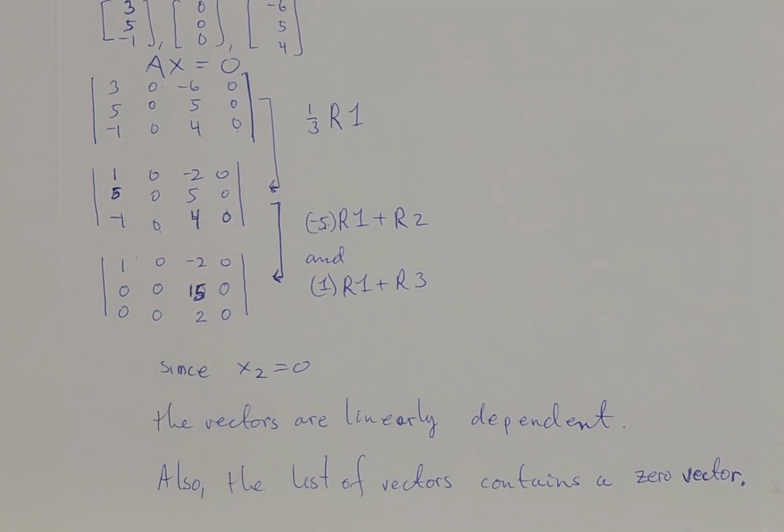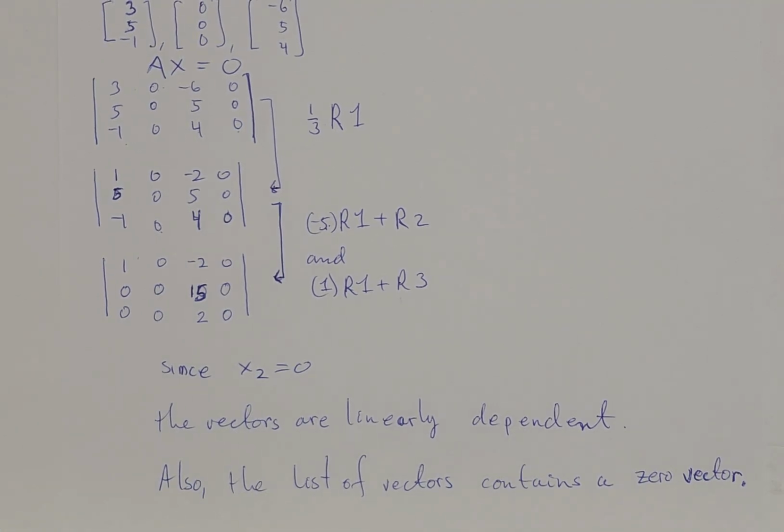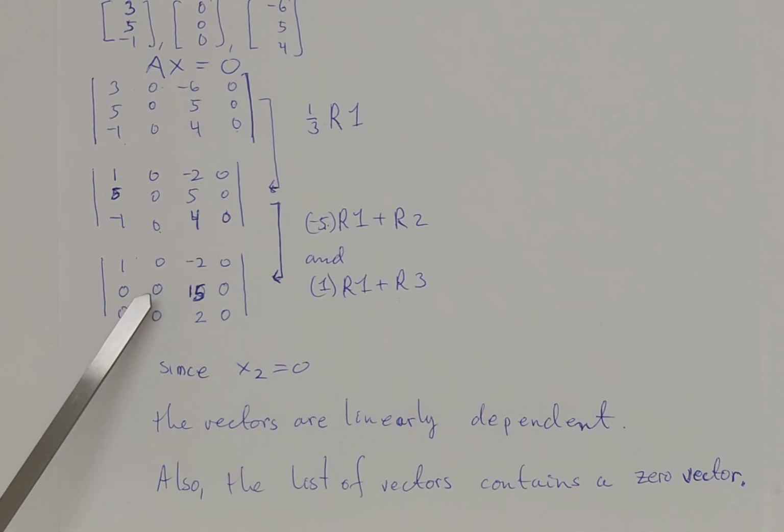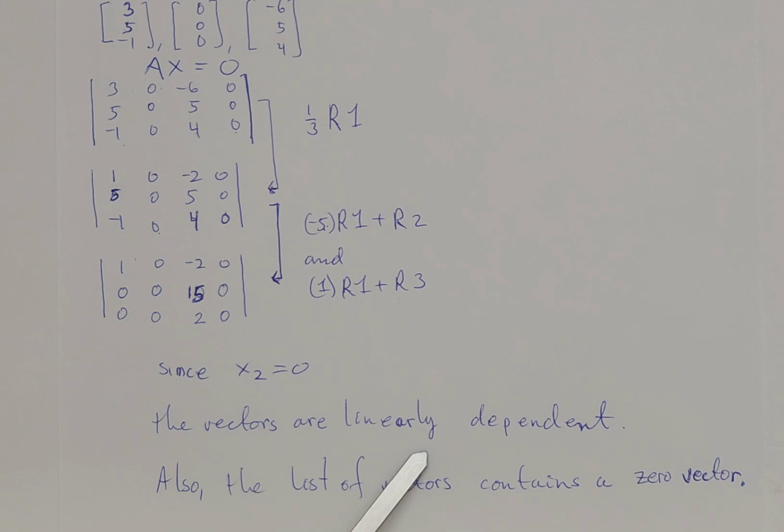Okay. However, there's no need to continue because this right here is my x2. Because this is a 0, it is linearly dependent. One more time, there's no need to continue solving because this variable is a 0, and since this is a 0, it is linearly dependent.